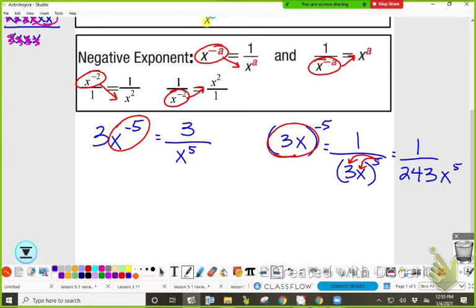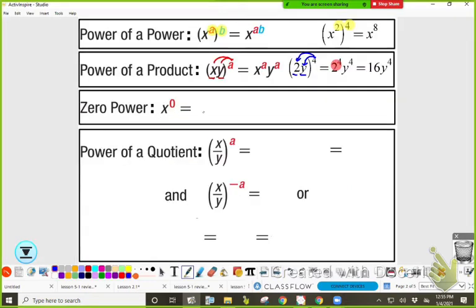Okay. Let's finish these. Zero power is equal to 1. Anything to the 0 power. So if I have 3x raised to the 0 power, the only thing that has a 0 exponent is the x to the 0, not the 3. So that x to the 0 becomes a 1. So this is like 3 times 1, which would be 3.